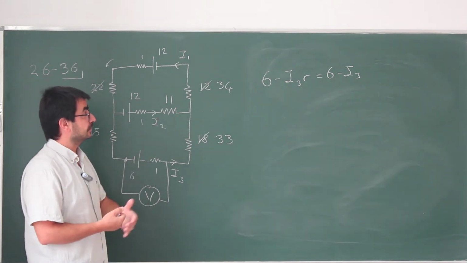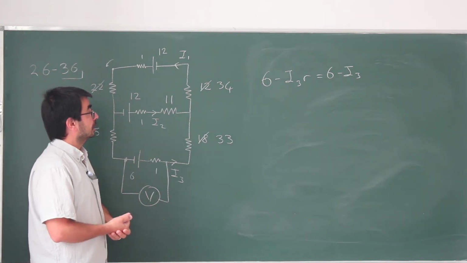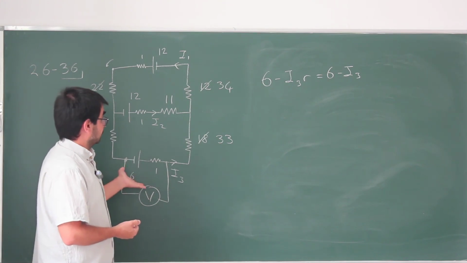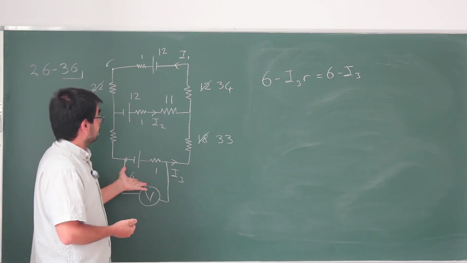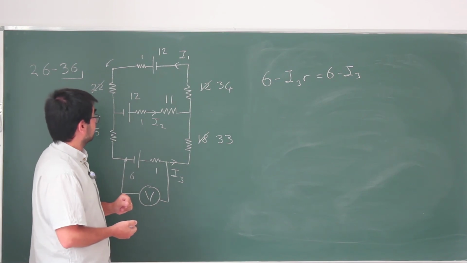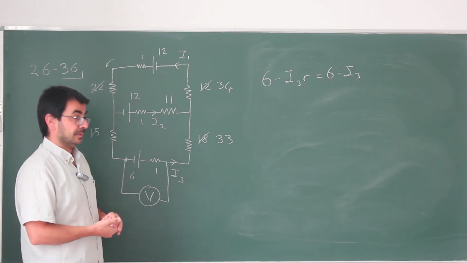Okay? But since I did not calculate I3, I cannot really comment on whether this is going to be larger or smaller than 6. Because given this circuit, I cannot readily tell whether this is going to be charging or discharging. It's not trivial to tell, in my opinion. Okay, so that will be all.